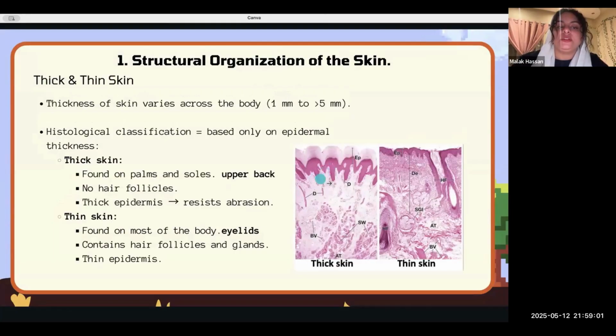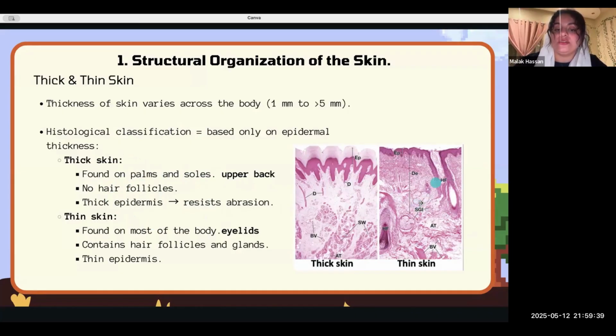Now let's talk about the difference between thin skin and thick skin, okay? The thickness of the skin will differ across the body depending on where you're talking about. The histological classification of the thickness of the skin is only based on the epidermal thickness, so the thickness of the epidermis only. Now, what is thick skin? Thick skin is usually found on the palms and the soles, and the thickest skin in your body is found on the upper back, and it usually doesn't have any hair follicles, okay? And it will have a very thick epidermis, and that resists abrasion.